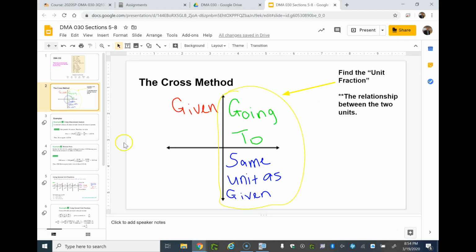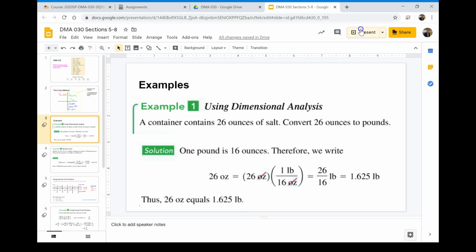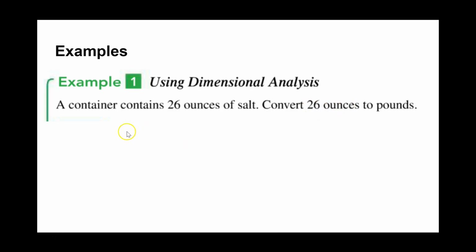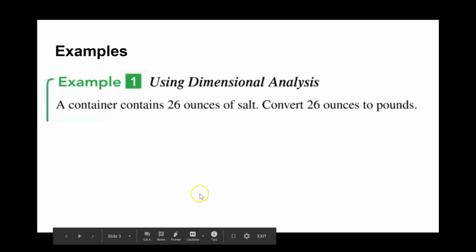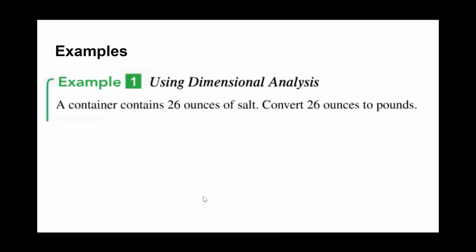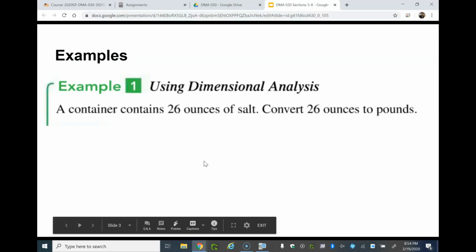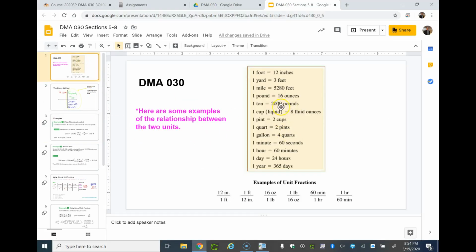Let's go over a few more examples. If I put this in present mode, this time we're trying to convert ounces into pounds. Once again, the given part is the 26 ounces. We'll put that in the top left-hand corner. Down in the bottom right-hand corner, we're going to put ounces. And then what we're going to is pounds. So what's the relationship between pounds and ounces? If we check our little chart.